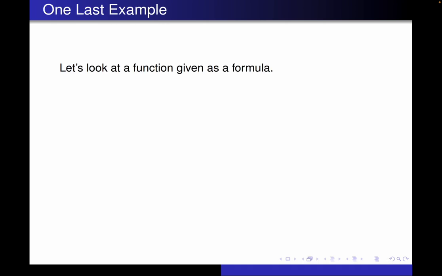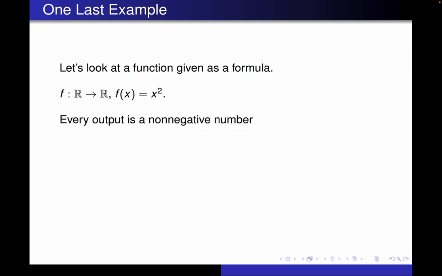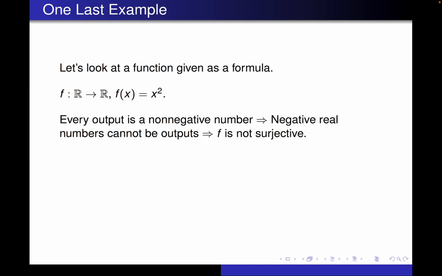So now let's look at a function given as a formula, because those tend to be a little bit more tricky. Our example is going to be a function f whose inputs are real numbers and whose outputs are also real numbers, and it's going to be given by f of x equals x squared. Now, every time that you square a real number, you can never get a negative number. So every output is going to be a non-negative number, which means that negative real numbers cannot be outputs of this function. The codomain is the set of all real numbers, which includes the negative real numbers, and that means that f is not surjective, since the negative real numbers in the codomain are not outputs of the function.